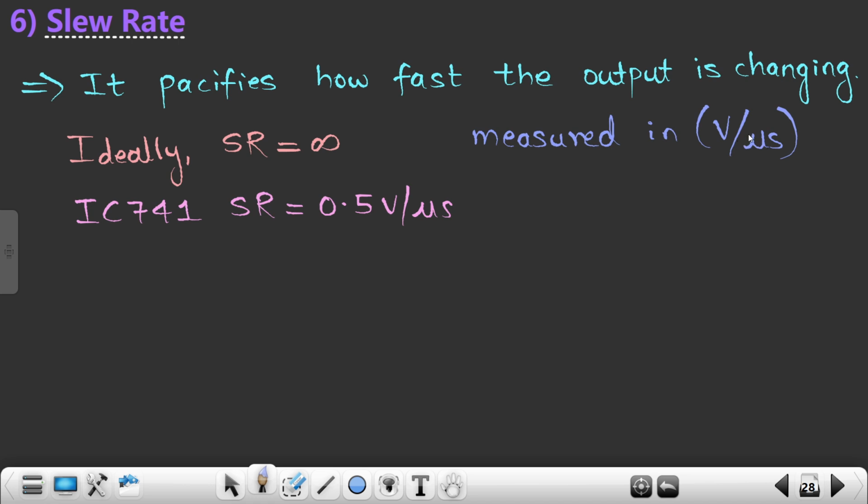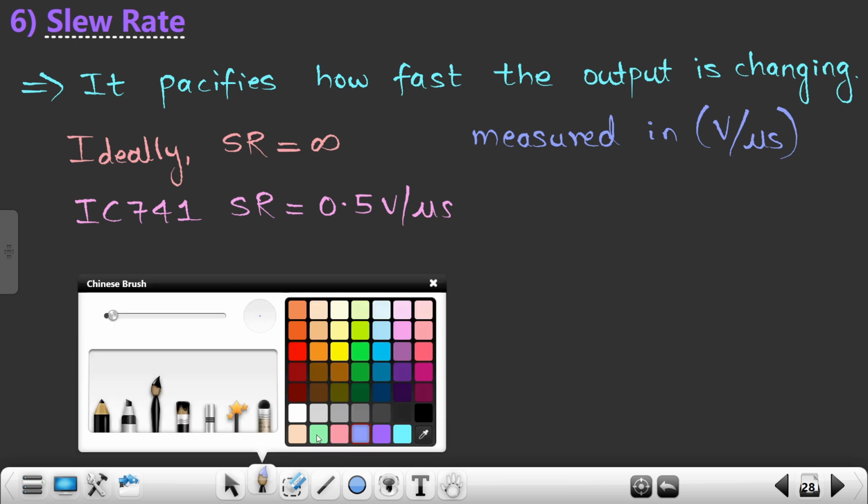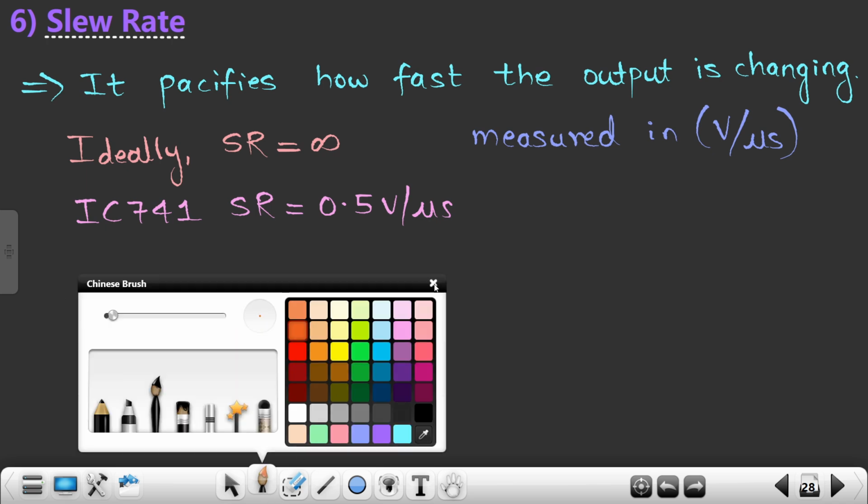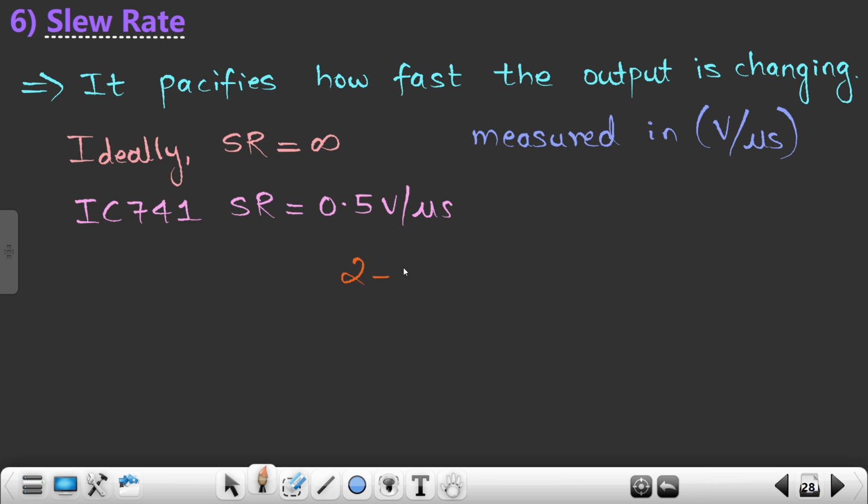Even if you are unable to understand it, don't worry, we'll take one example so that it will be easier for you all to understand this concept in the easiest way. So let's consider that we have two slew rates. Let's assume that we have two op-amps.